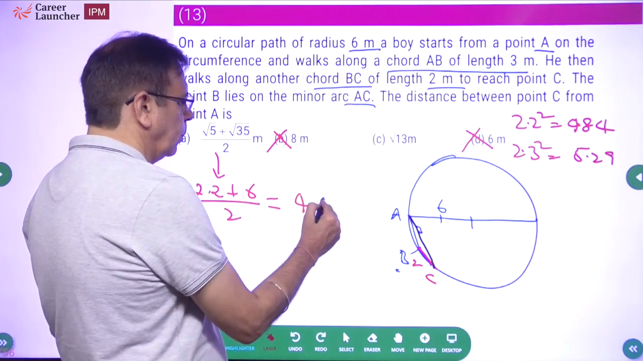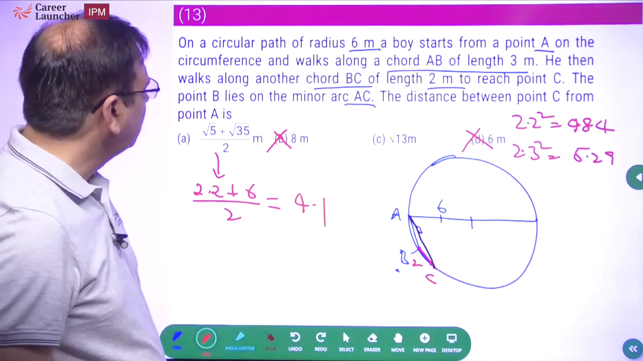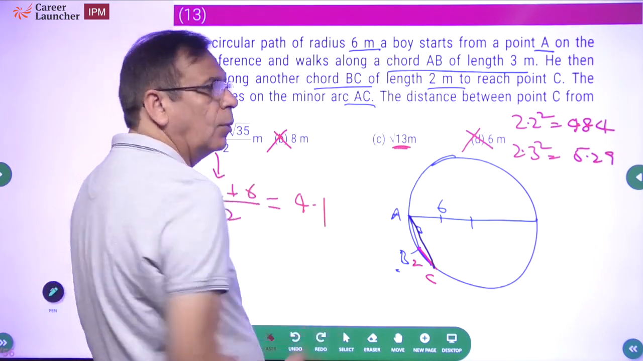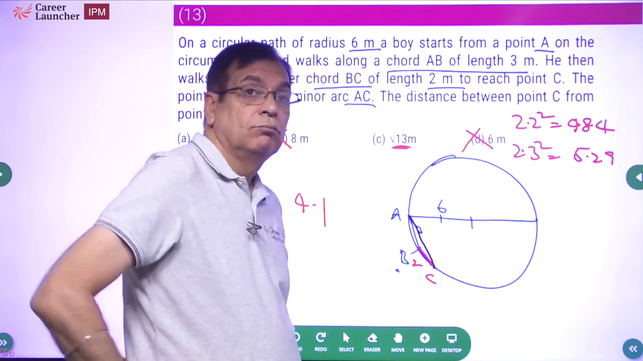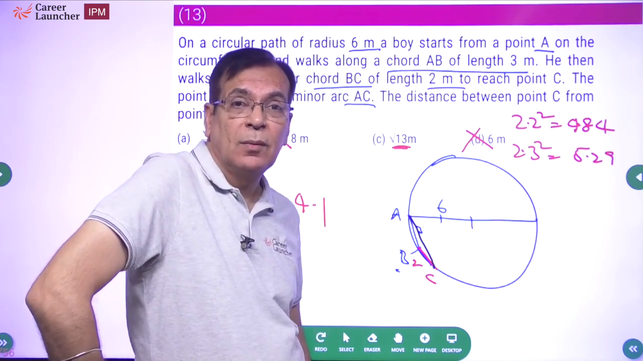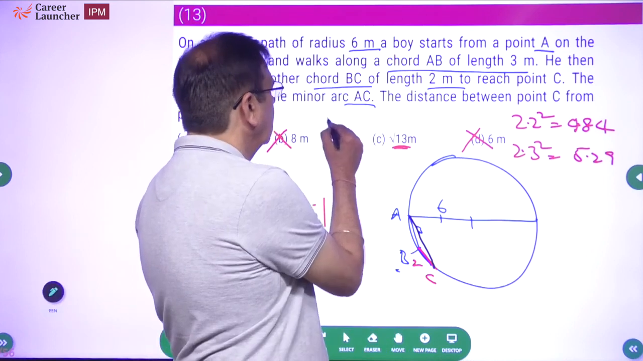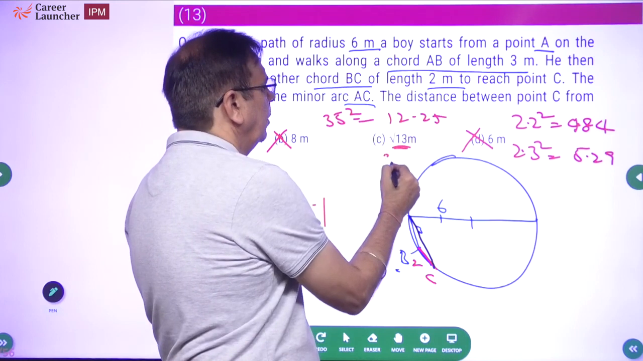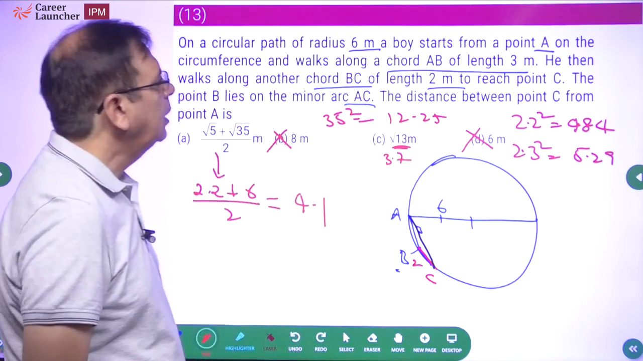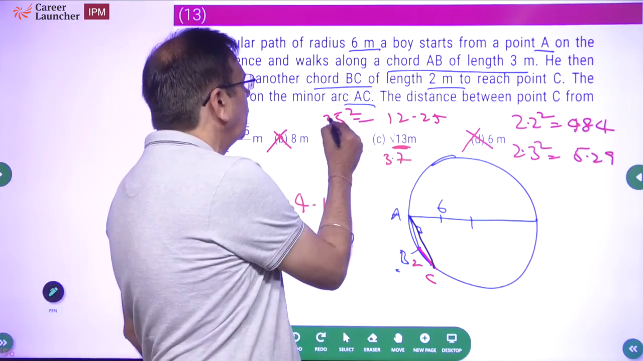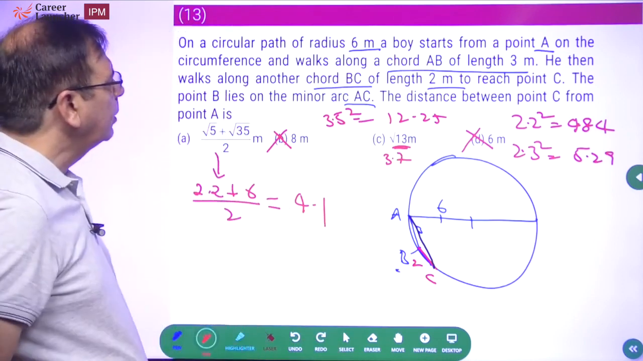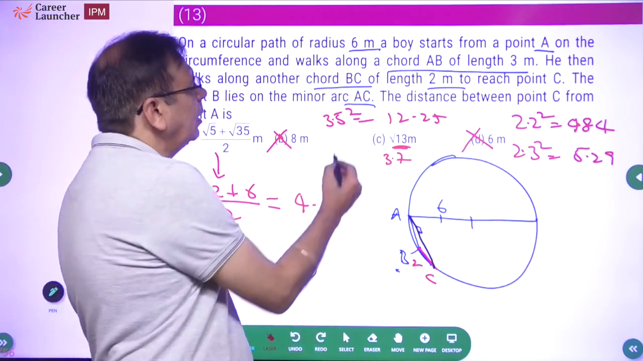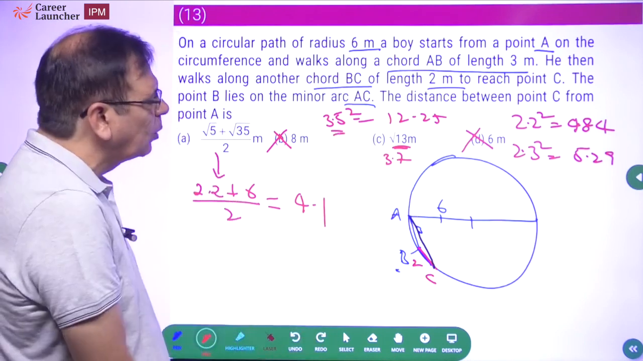This is 4.1. Now please measure this. Your answer is either 4.1 or how much is this? How much is under root 13? What is 3.5 square? 3.5 square is 12.25. So under root of 13 is approximately 3.7, slightly more than this. So your answer, what is it going to be?